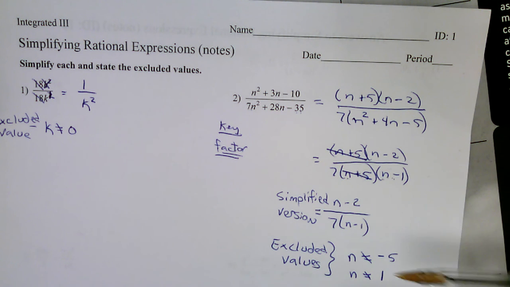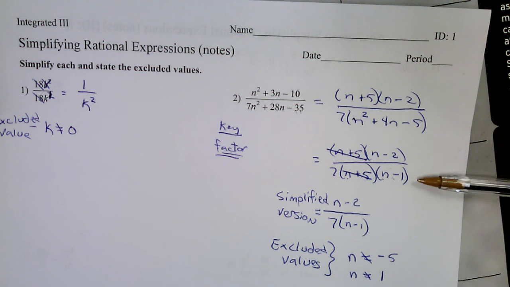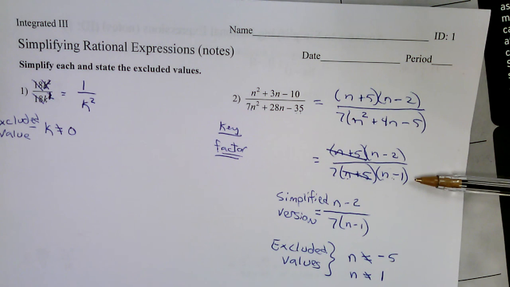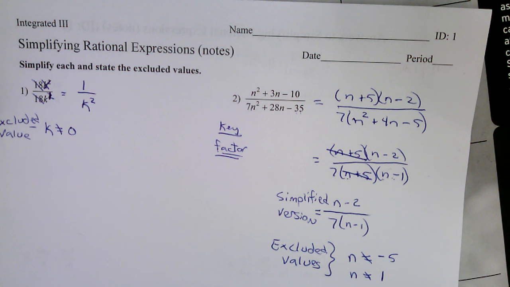So for simplifying, we just factor and simplify, and then find our excluded values. Go up to your factored form and find out what is going to make this become 0 as an overall whole when we plug a number in and multiply it out. Okay? Hopefully that all makes sense.